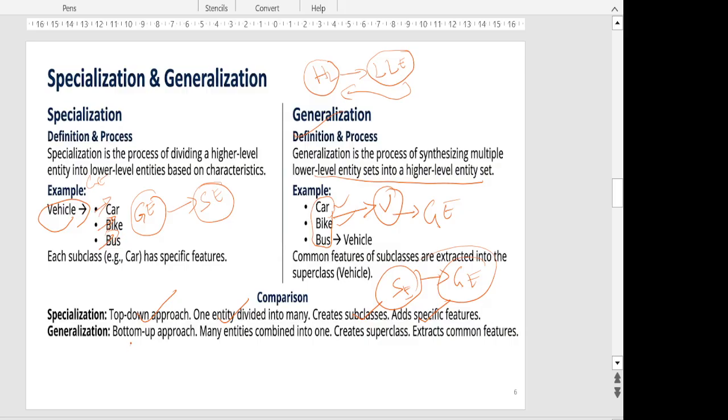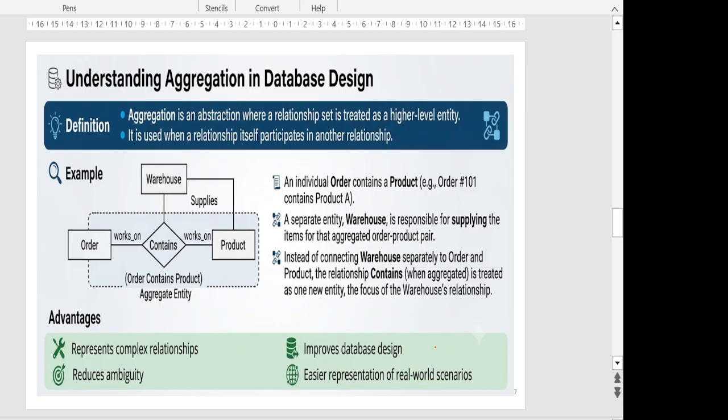Whereas generalization is the exact opposite. Specialization is from top to down, generalization is from bottom to up. So many entities will combine into one. It creates the superclass. Specialization will create the subclass, whereas generalization creates the superclass, extracting some common features. These are the major differences between specialization and generalization.